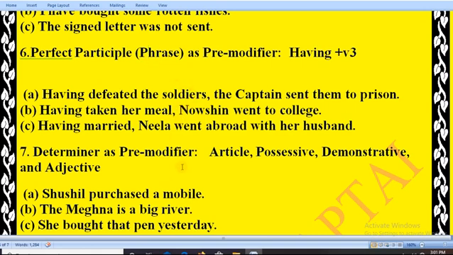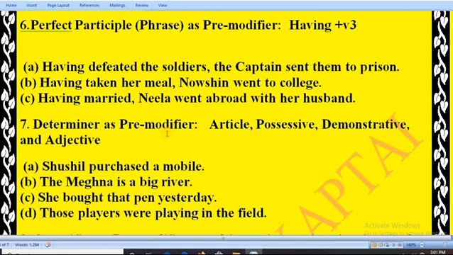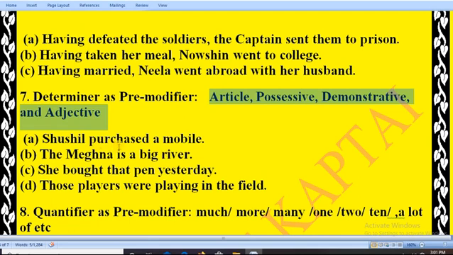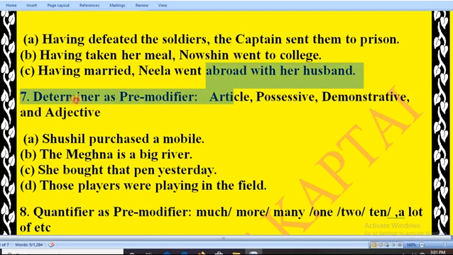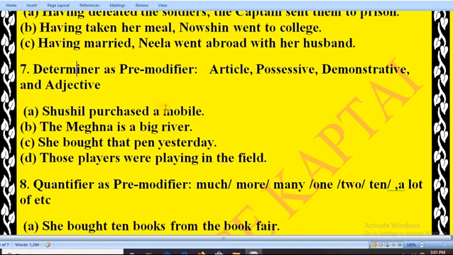Determiner as pre-modifier. Determiner, already I have discussed about it. Determiner means article, possessive, demonstrative, and adjective. These all are included in determiner, right? Sushil purchased a mobile. Here a is an article. That's why it is determiner. So here the instruction will be given like that: use determiner as pre-modifier.